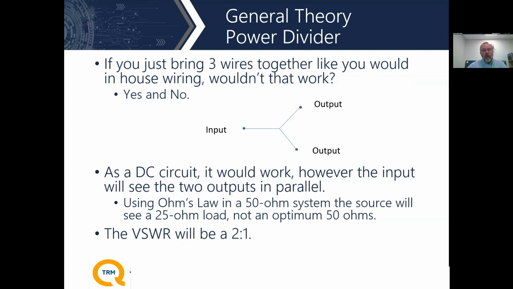As you see, however, if you do a little bit of math with Ohm's law, you'll see that if you have two 50 ohm outputs and put them in parallel, you're going to end up with 25 ohms at the common port, which is not 50 ohms. In an RF system, this is going to translate to a 2-to-1 VSWR.